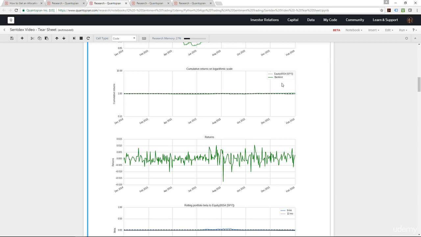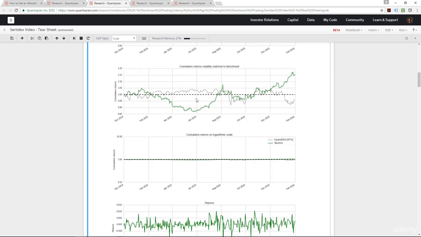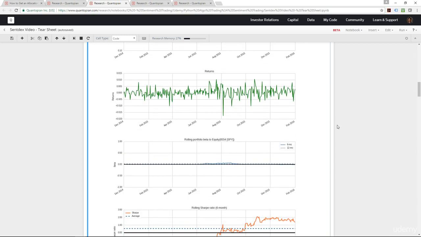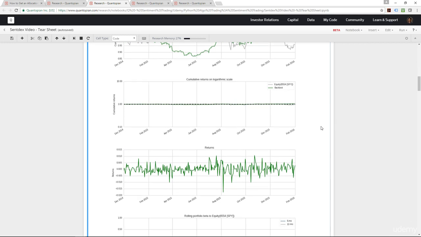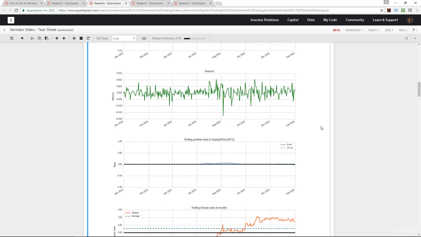Next is the cumulative returns. Unfortunately, this is on a log scale, so you can't really see much in the way of difference. This is probably a better comparison. This was useful when it's run on a longer time horizon. We only ran it for a year and 3 months, so it's not so obvious.